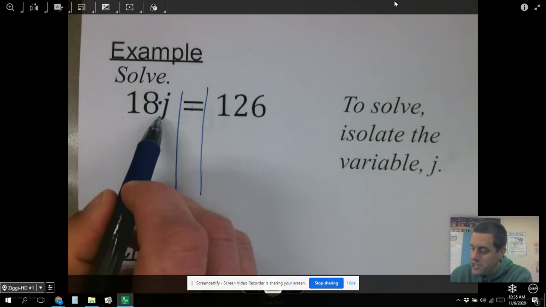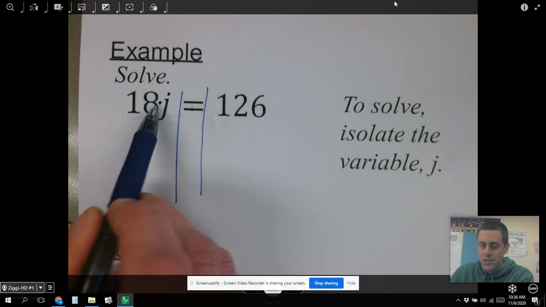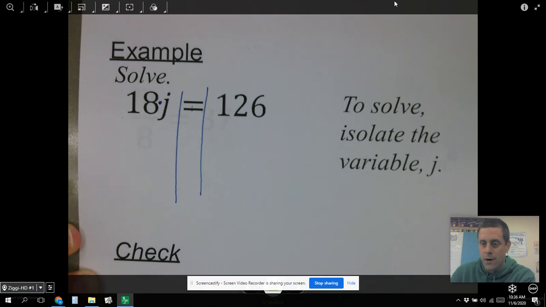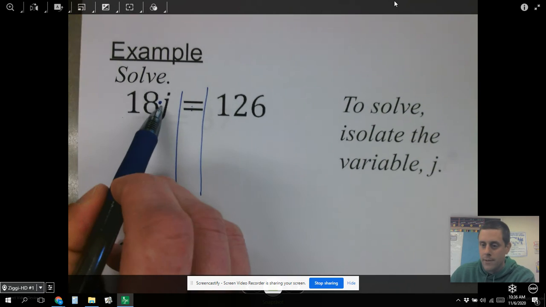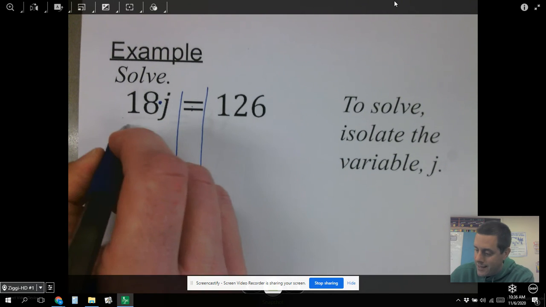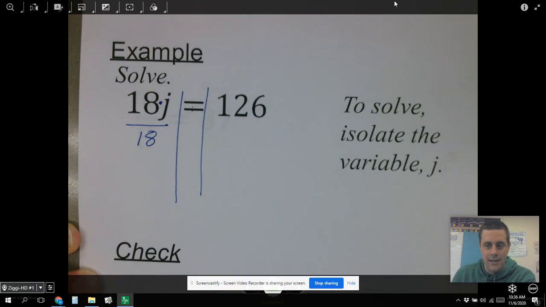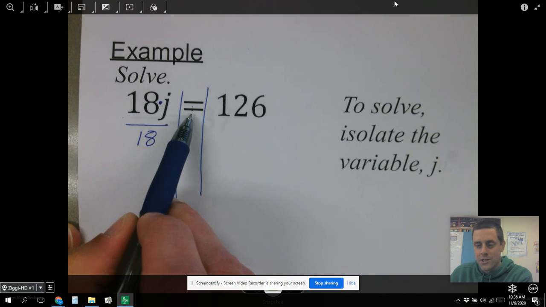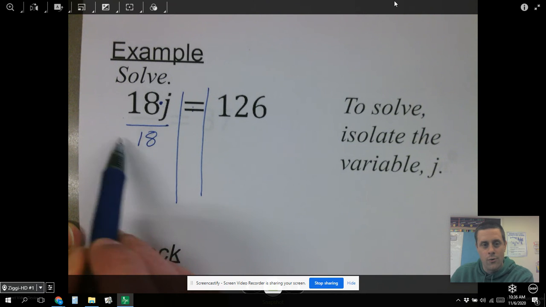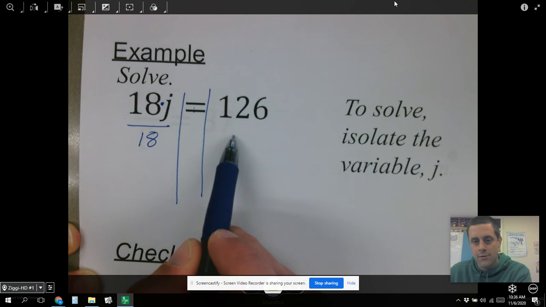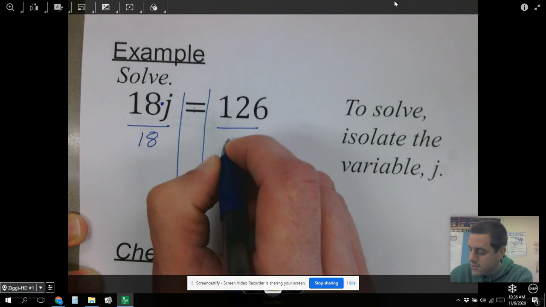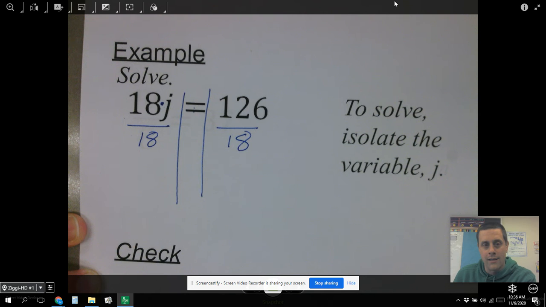Well, if I want to isolate j, I need to undo multiplication by 18. And to undo that, we need to implement the inverse property. We need to do the opposite of multiplication. The opposite of multiplication is to divide, so the opposite of multiplying by 18 is to divide by 18. Remember, the equation must stay balanced. It must stay equal. Everything you do to one side of the equation, you must do the exact same thing to the other side. So if I am dividing the left side of my equation by 18, I'm going to do the same thing to the right. I am dividing by 18.